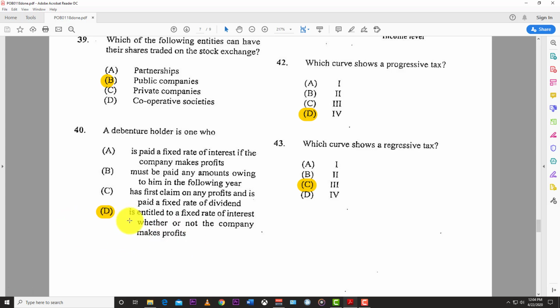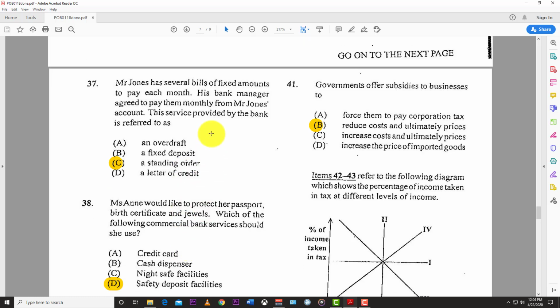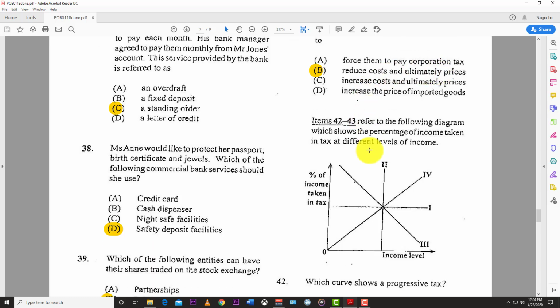Whether or not the company makes a profit, they're going to get paid still after whenever it is due. 41. Governments offer subsidies to businesses too. So why do they offer subsidies? To reduce costs and ultimately price. So the main reason for subsidies is to reduce production costs so that the companies can in turn reduce their prices so they can become competitive.